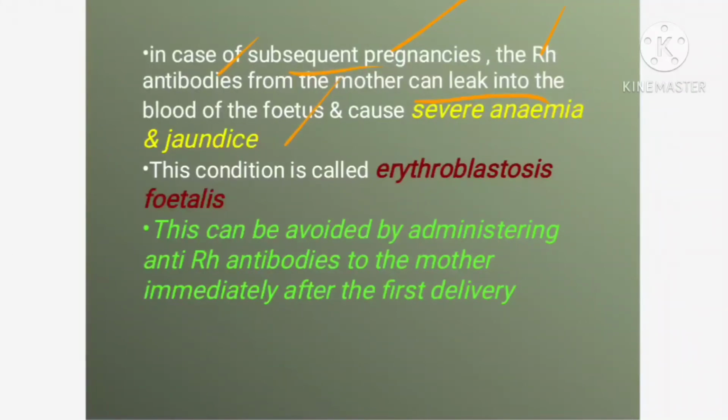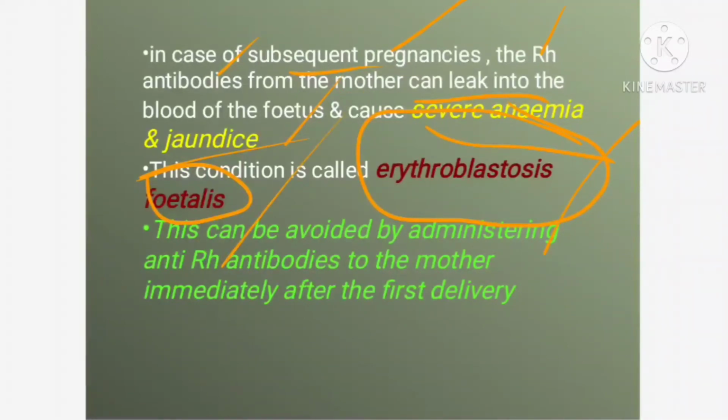There is a chance that, while giving food and oxygen to the fetus, sometimes these antibodies can leak in. These antibodies are very minute, so they can easily diffuse through the membrane and reach the fetus. If that happens, the fetus will suffer from severe anemia and jaundice, which can lead to the death of the fetus. That condition is called what? Erythroblastosis fetalis. This can be avoided by administering anti-Rh antibodies.